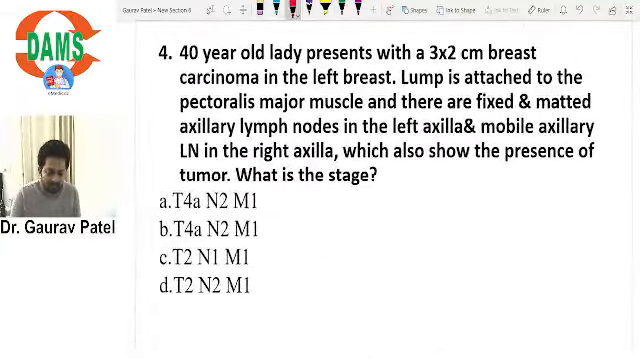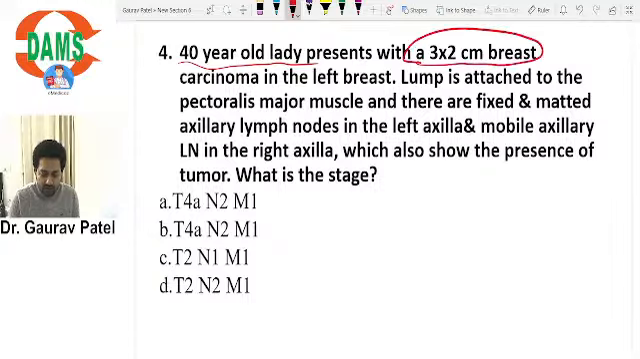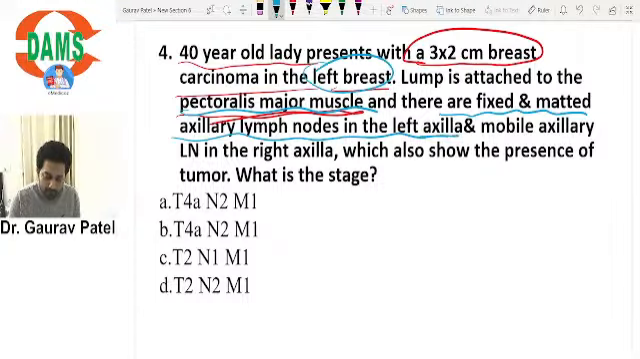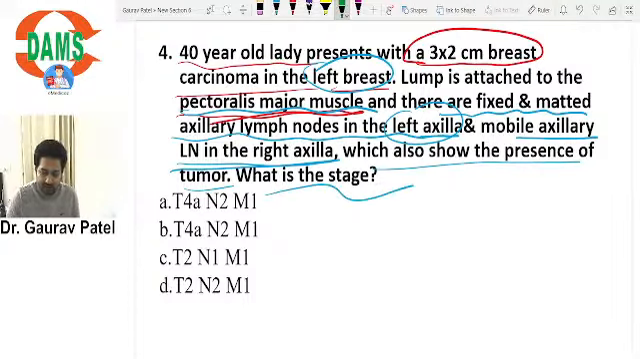Next question. Read the question and tell me the answer. Take your time, take one minute. A 40-year-old lady has a 3 by 2 centimeter breast carcinoma in the left breast. The lump is attached to the pectoralis major muscle, and there are fixed and matted axillary lymph nodes in the left axilla and a mobile axillary lymph node in the right axilla, which also shows the presence of tumor. What is the stage? What should I write in T, N, and M?